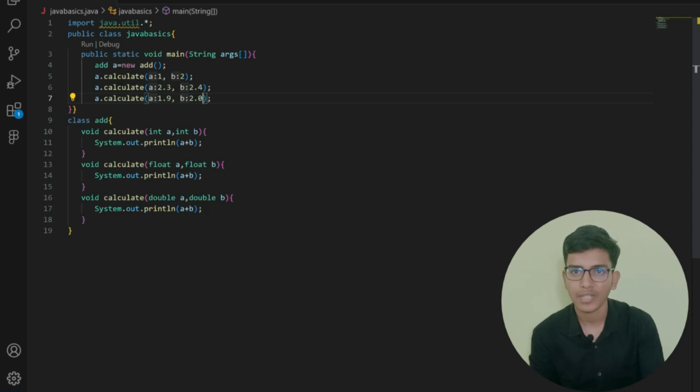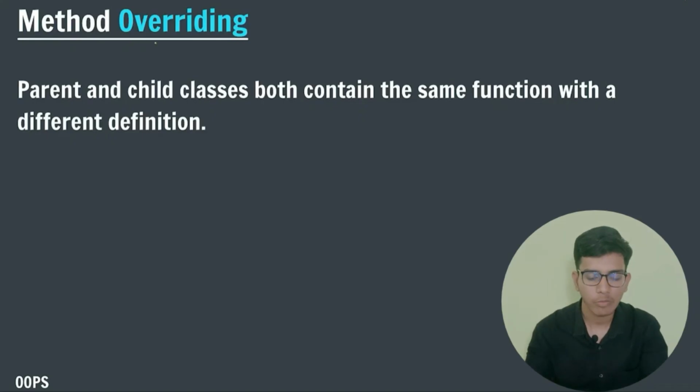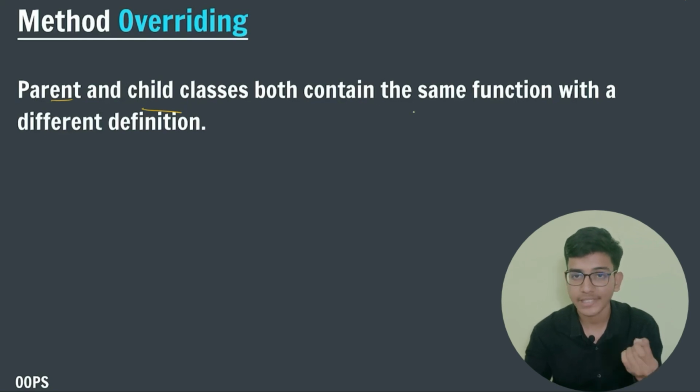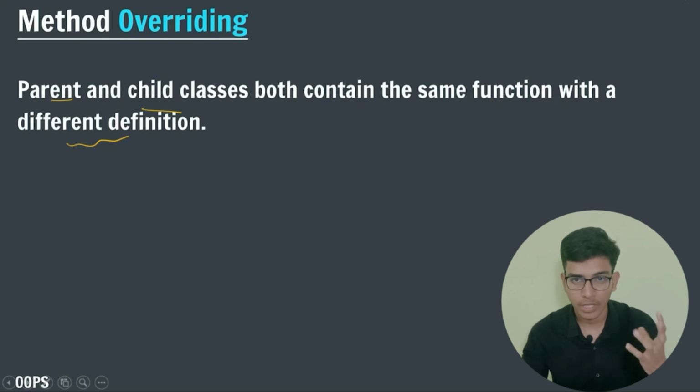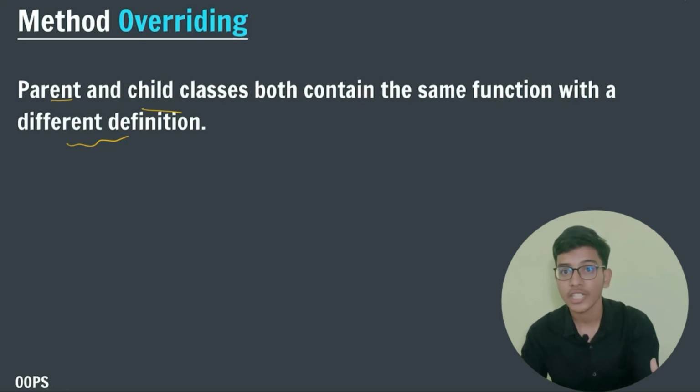Now let us talk about method overriding. So the meaning of method overriding is that the parent and child class both have the same function, but the definition of that particular function changes when it comes to the child class compared to the parent class.